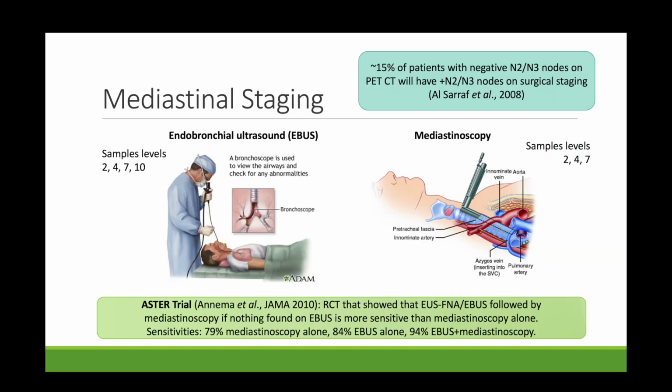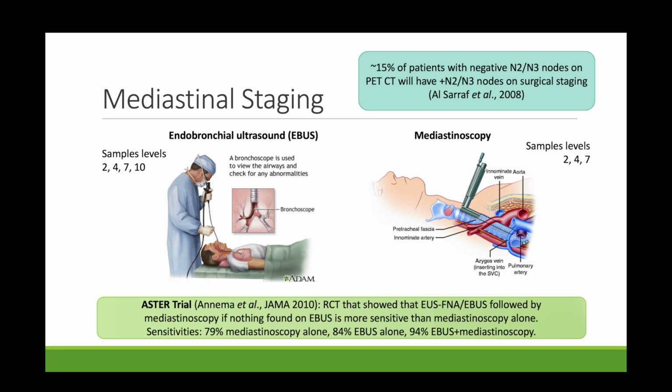We mentioned earlier how pathologic samples are obtained. So for the lung tumor itself, we will either do a CT-guided biopsy, or if it's a centrally located tumor, then it's easier to access via endoscopy. So then we'll do a bronchoscopy and access it that way with fine needle aspiration. In terms of mediastinal staging, we also have a few different options.